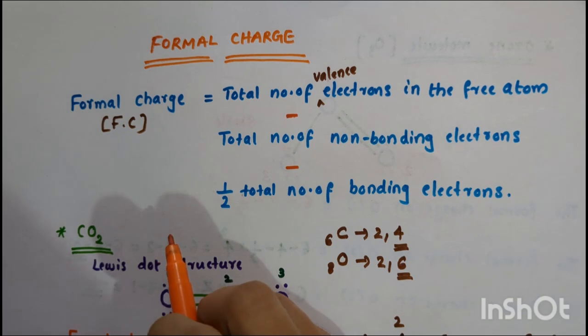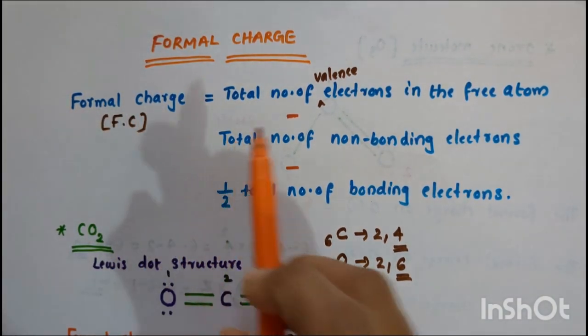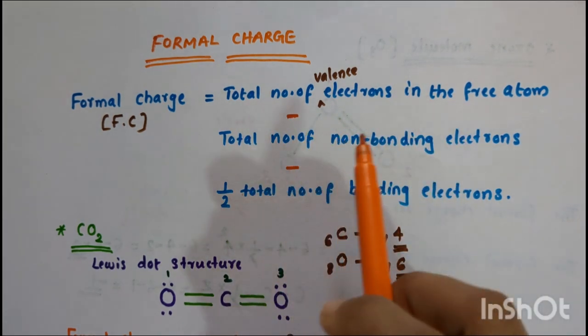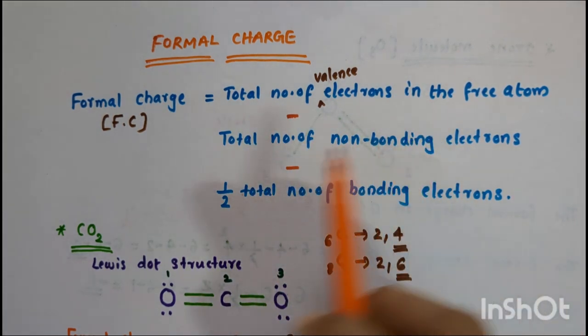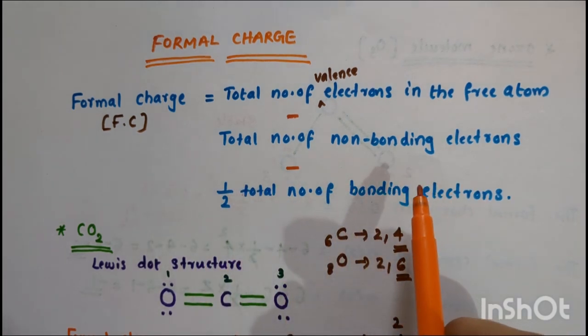So in this video, we have discussed the formal charge, and formal charge is equal to the total number of valence electrons in the free atom, minus the total number of non-bonding electrons, lone pairs, minus half of the total number of bonding electrons or shared electrons.